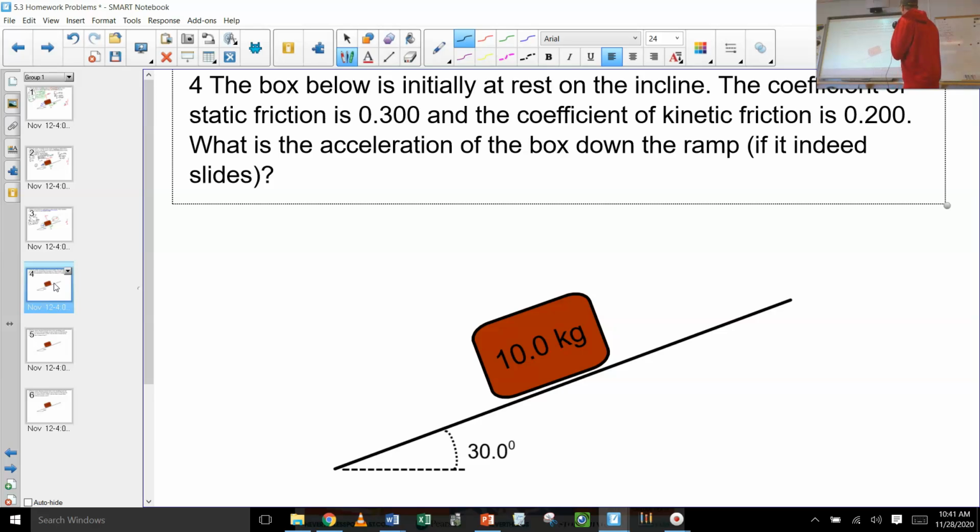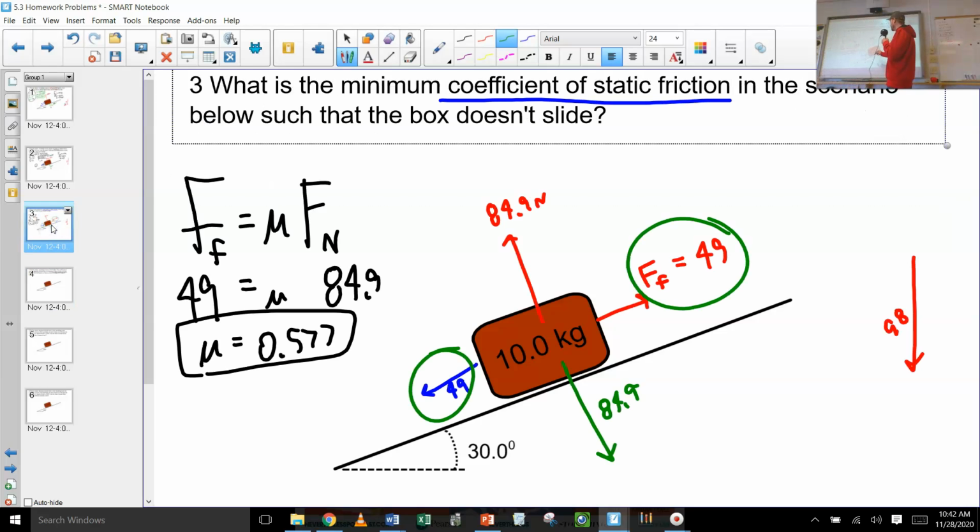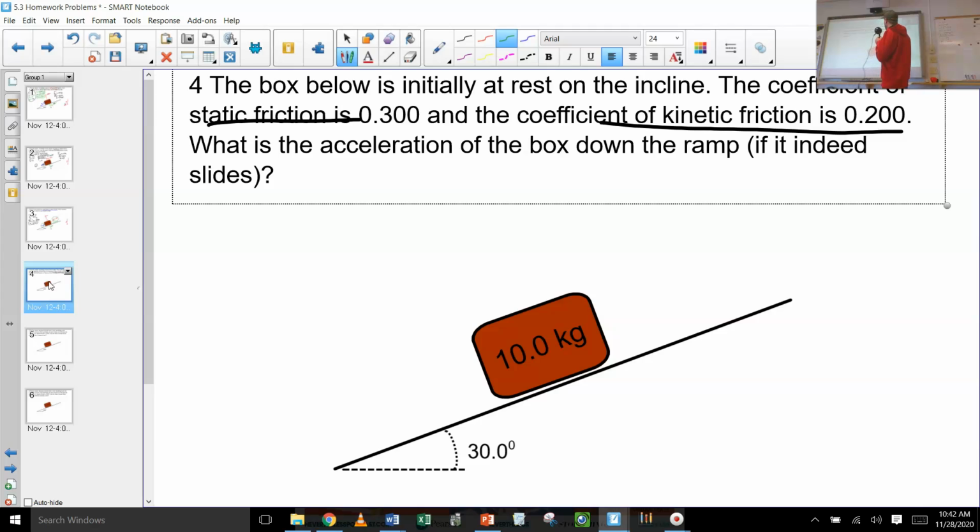Next problem, it's initially at rest. Now they're giving you the static friction and the kinetic friction. We know, number one, I know that it's going to slide because in the last problem, the minimum that we figured out needs to be 0.577. This coefficient, if it's smaller than 0.577, you're totally going to slide. So I think I can do some little inferences here. It's got to be that sticky, and this is definitely less, even both of them.